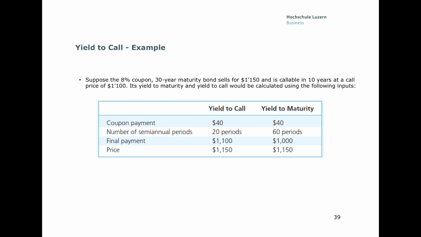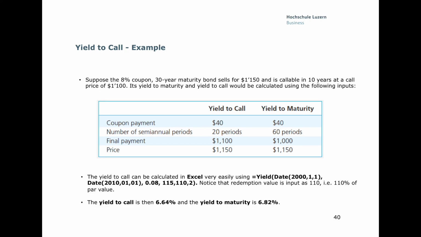Let's have a look at an example. Suppose an 8% coupon bond with a maturity of 30 years and semi-annual coupon payments sells for $1,150 and is callable in 10 years at a call price of $1,100. In order to calculate the yield to maturity and the yield to call, we use the following inputs.